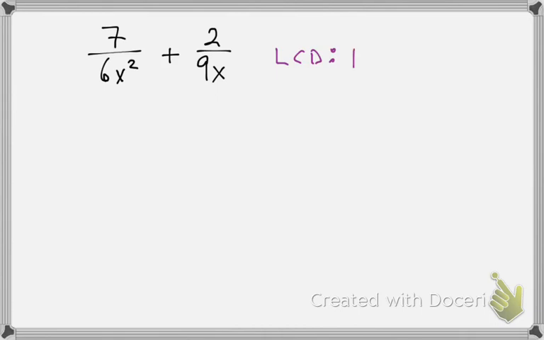We'll start with something simple. Seven over 6x squared plus 2 over 9x. I want to add, right? Do I have a common denominator? No. And that means I have to find the LCD. What is my LCD? That's GCF. What is the LCD? 18x squared. Right? The LCD is 18x squared.